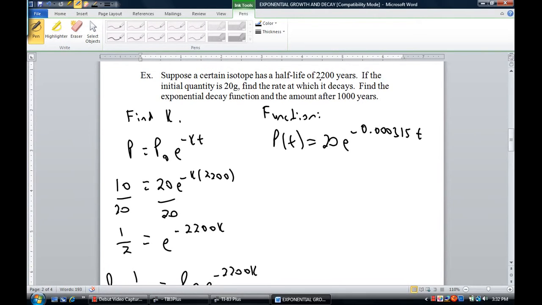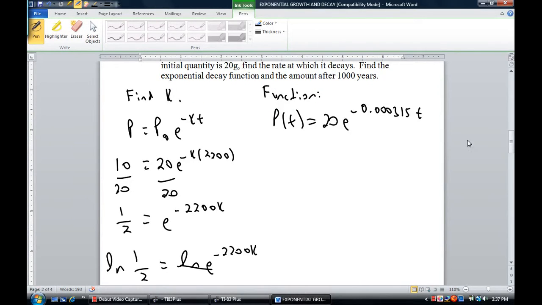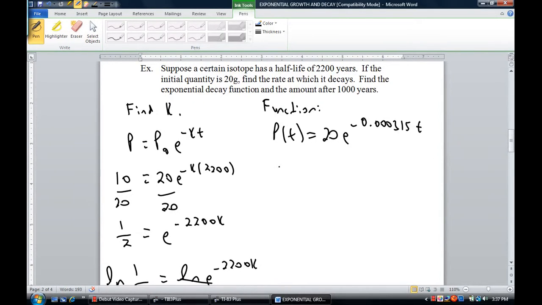Once again, it takes 2,200 years for 20 grams to become 10 grams. So for 1,000 years, it hasn't reached 10 grams yet. It hasn't decayed to 10 grams. So our answer should be between 10 and 20. Let's substitute our values into the problem.